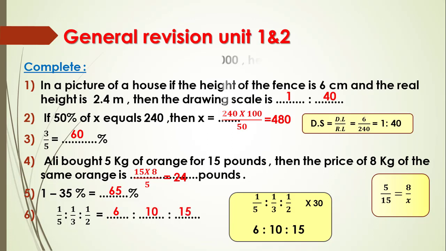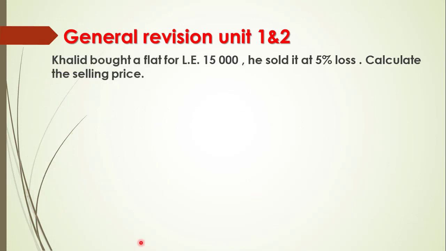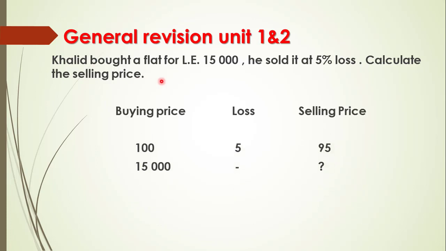Okay, let's complete. The last exercise here: Khalid bought a flat for 15,000 pounds. He sold it at 5% loss. Calculate the selling price. Okay, as we said before, we want to put a base of 100. So if the buying price was 100, the loss 5, so the selling price will be 100 minus 5, which is 95. But the buying price is not 100, it's 15,000.